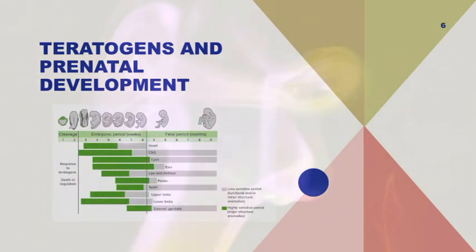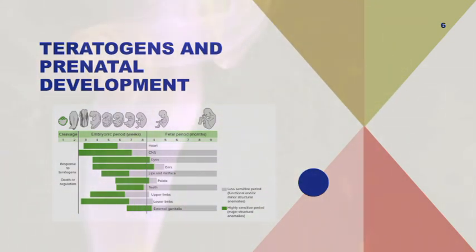And environmental toxins such as lead, mercury, or pesticides also pose significant risks to prenatal development. Exposure to these substances during pregnancy can interfere with fetal development and growth. They can lead to neurological deficits, cognitive impairments, and other health complications.